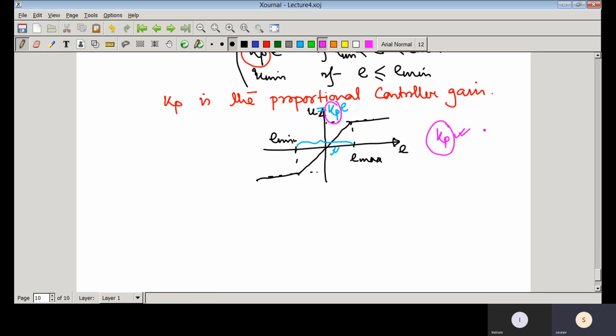So the interval E min to E max is called the proportional band.